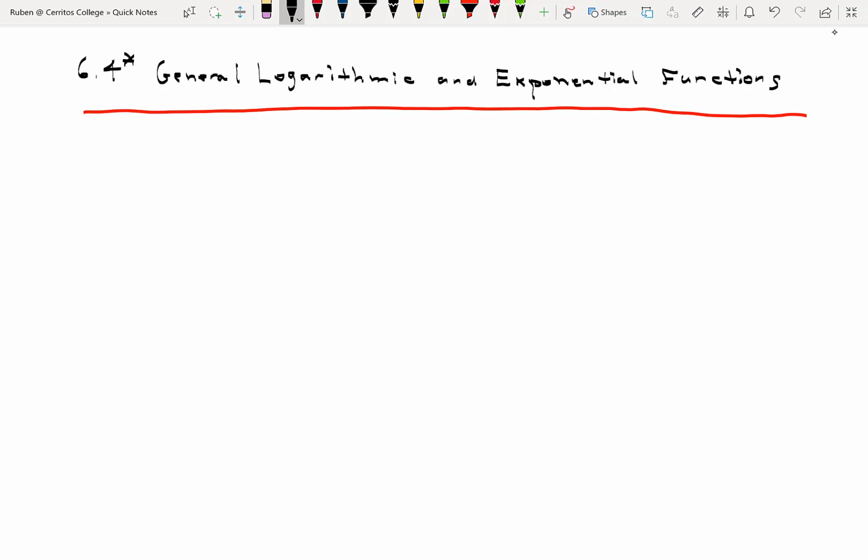In this section, we'll cover exactly what the title says. General logarithmic and exponential functions means logarithmic and exponential functions that are not the natural logarithm or the natural exponential function.